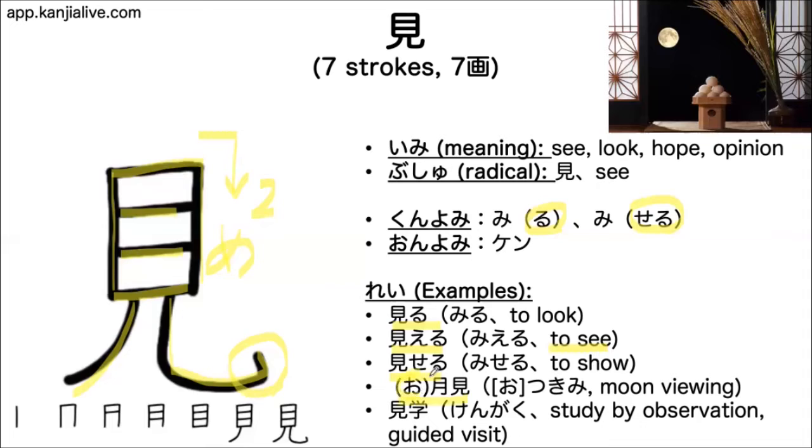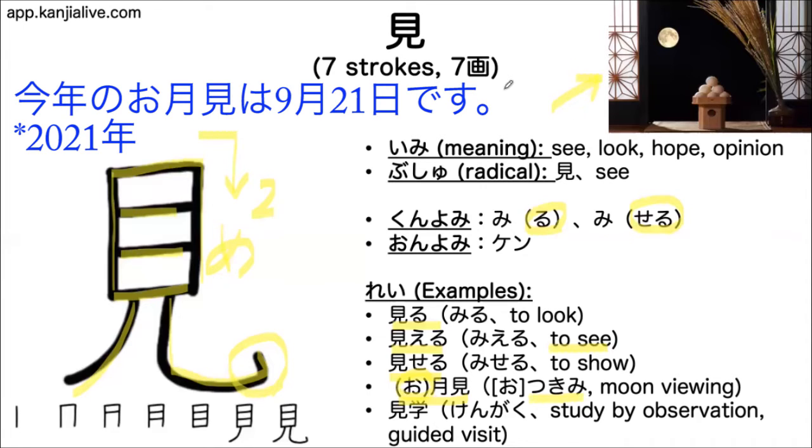The next example is お月見. O is an honorific prefix in Japanese. So you can say 月見, moon viewing. 今年のお月見は9月の21日です。This year's moon viewing is September 21st.